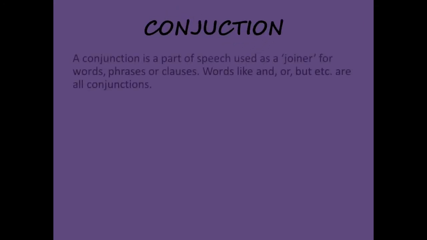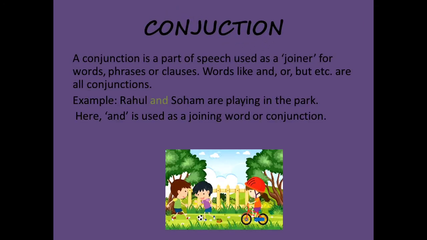Next is conjunction. A conjunction is a part of speech that is used as a joiner for the words, phrases, or clauses. Words like and, or, but, etc. are all conjunctions. Example, Rahul and Soham are playing in the park. Here, and is used as a joining word or conjunction.